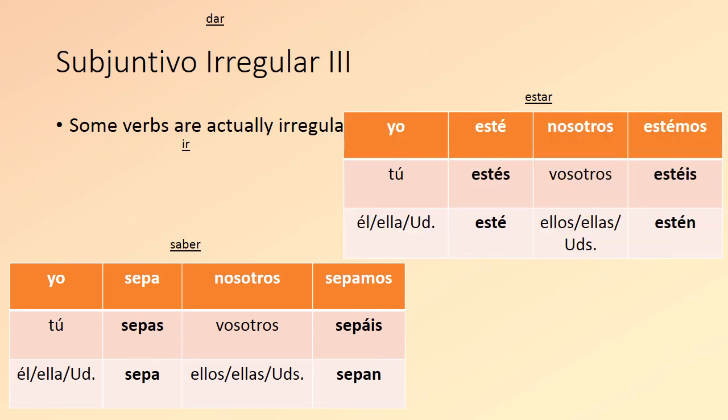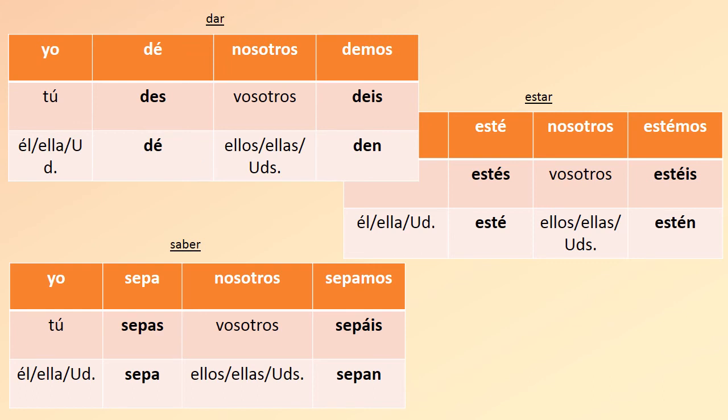Estar just has an accent on the e, so it's yo esté, tú estés, él, ella, usted esté, nosotros estemos, vosotros estéis, y ellos, ellas, ustedes estén. And finally we have dar. Yo dé, tú des, él, ella, usted dé, nosotros demos, vosotros deis, y ellos, ellas, ustedes den. There are some more irregular verbs in the subjunctive, but these are the most common.